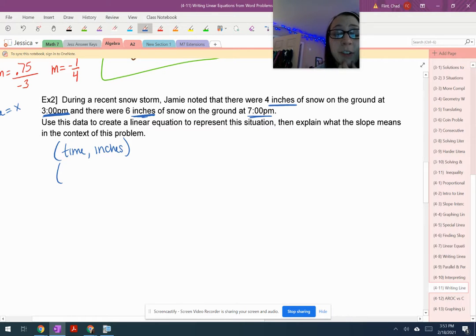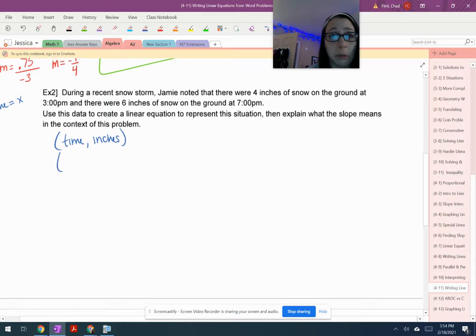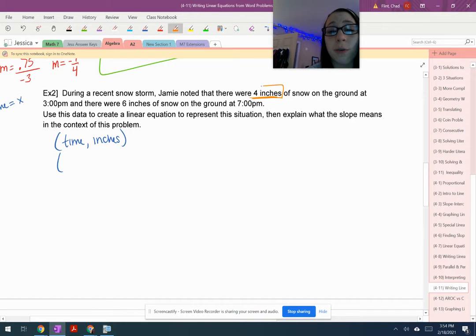So now we just have to figure out which of these numbers correspond together. There's 4 inches of snow at 3 p.m. So 4 and the 3 p.m. go together. And again, being careful to make sure you're putting these in the right order, which is why I write the labels down as the point, and then write the points underneath them. Really helpful. Because it's very easy to want to put 4, 3 here, when in reality it has to be the time first, then the inches.